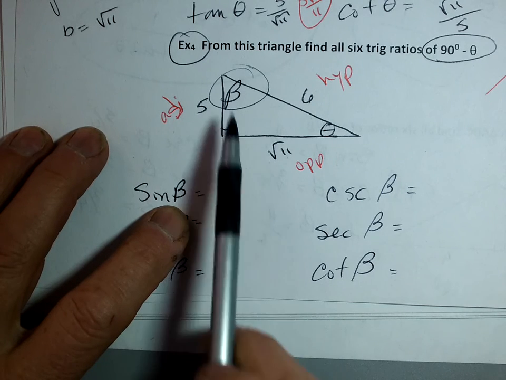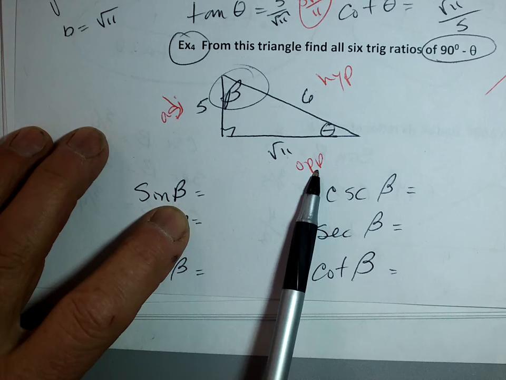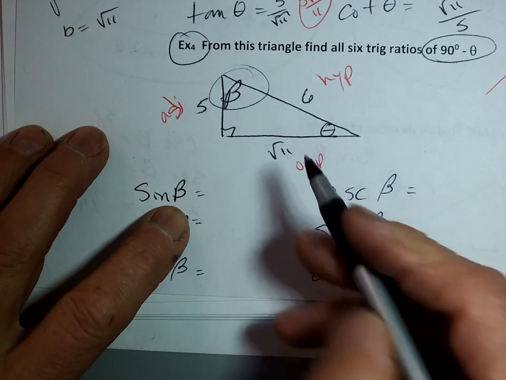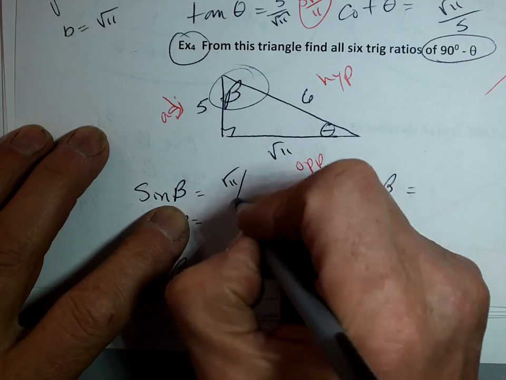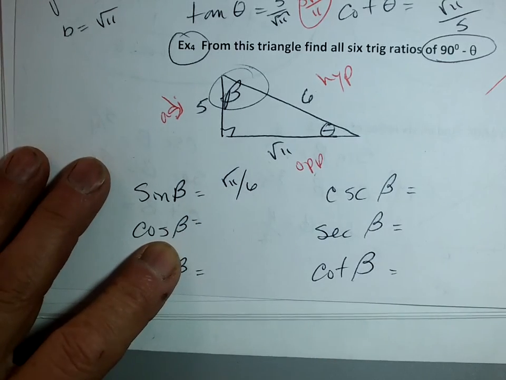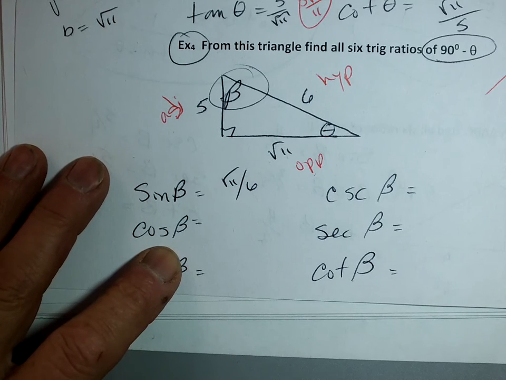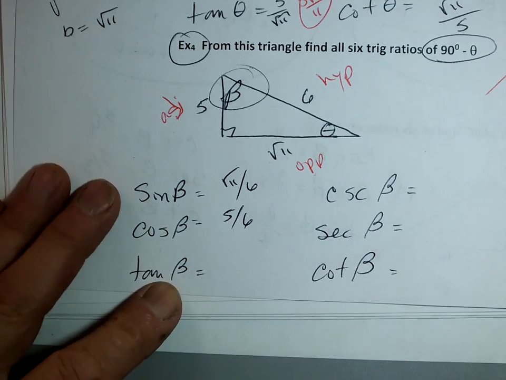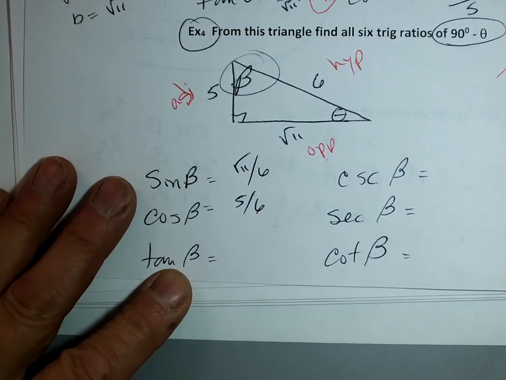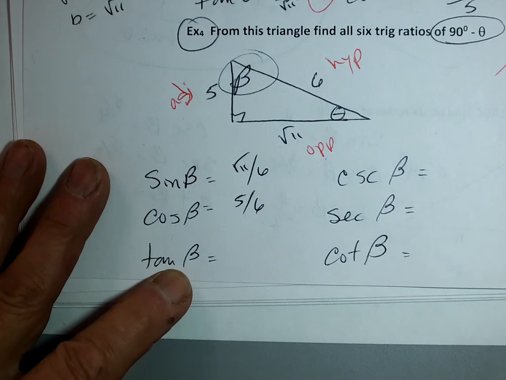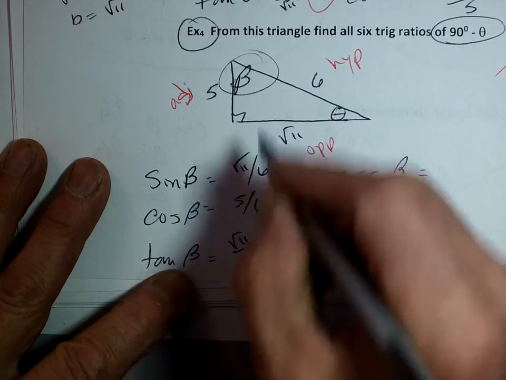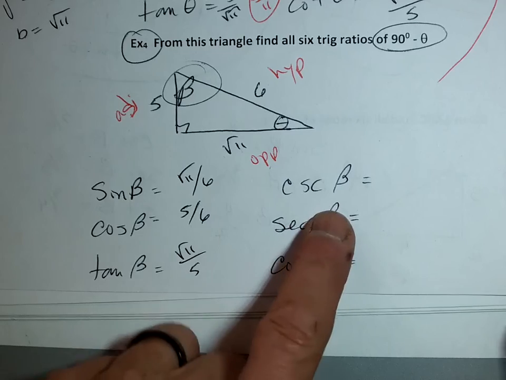Well, let's see. Opposite over hypotenuse. Square root of 11 over 6. Okay. Cosine of beta. Leah, what did you get for cosine? 5/6. Awesome. 5 over 6. Tangent of beta. Ethan, what did you get for tangent of beta? Square root of 11 over 5. Yes, square root of 11 over 5. Opposite over adjacent. Perfect.